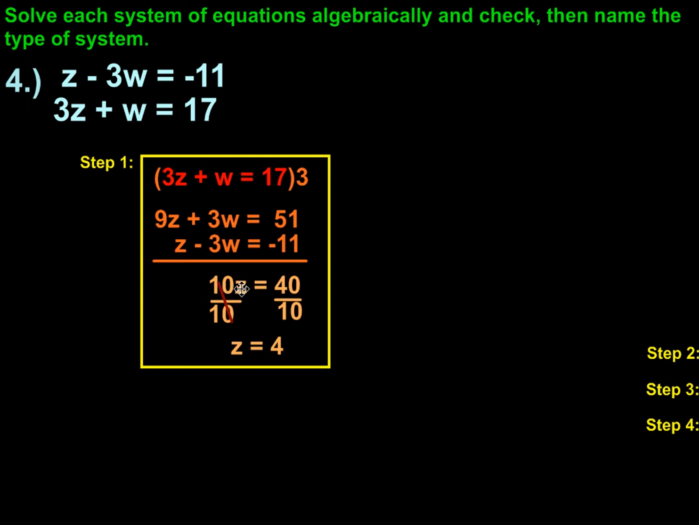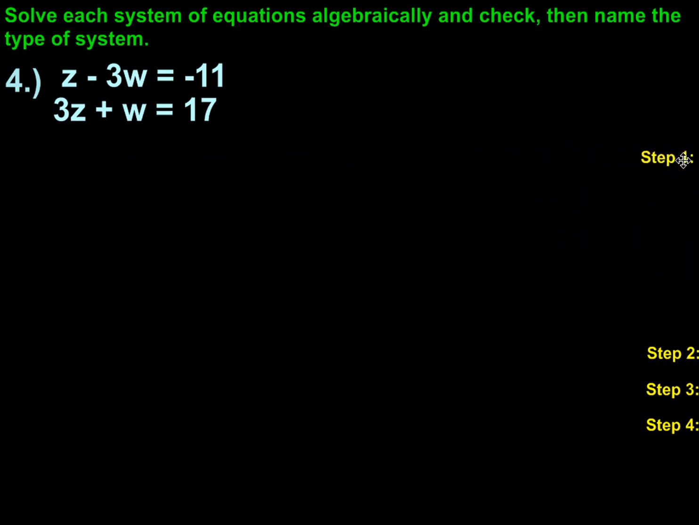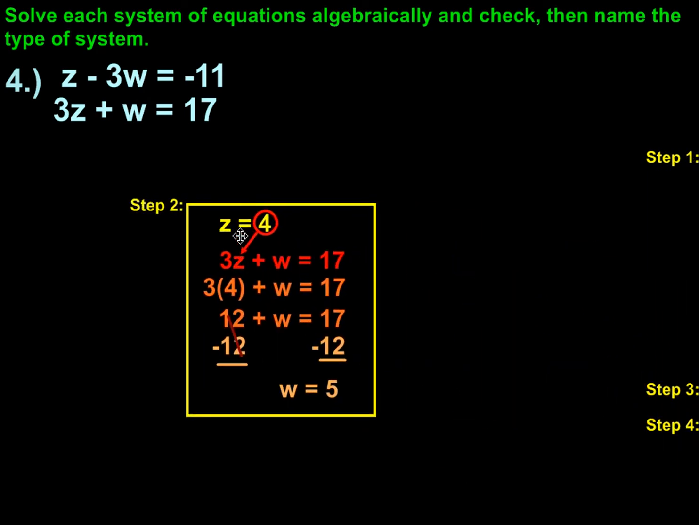So with 10z equals 40, I'm going to divide by 10, which is going to isolate the z. And 40 divided by 10 gives me 4. So now I know the value of z, and with that, I can proceed to try and find the value of w, which brings me to step 2. Knowing that z equals 4, I can substitute 4 for the z in the equation.